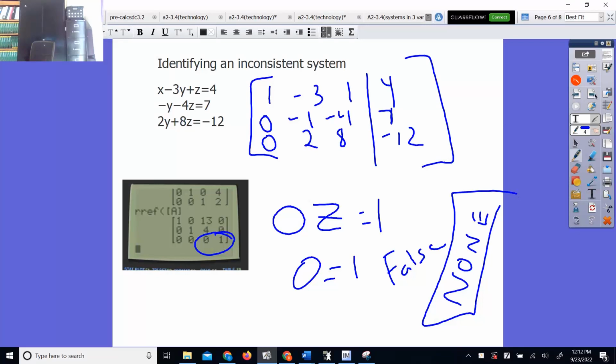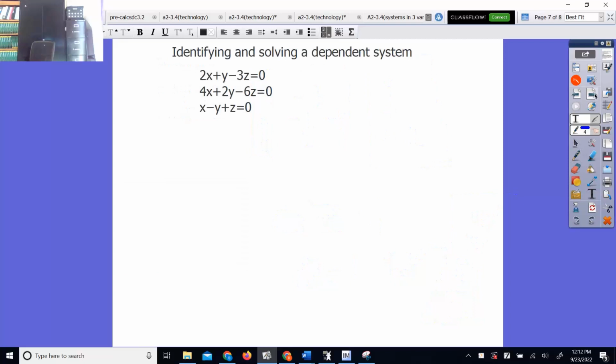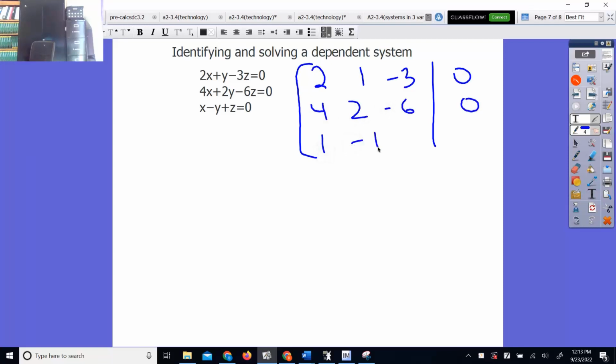The next one is one pretty important deal for those of you taking college algebra. A dependent system. Identifying and solving. You couldn't solve the last one because it was no solutions. This one is an infinite solution. You can't actually solve it. You can't actually write out an ordered pair. Sorry, an ordered triple in this case. All right, augmented matrix, 2, 1, -3, bar, 0, 4, 2, -6, 0, 1, -1, 1, 0.